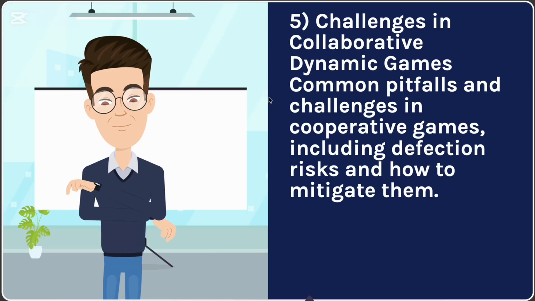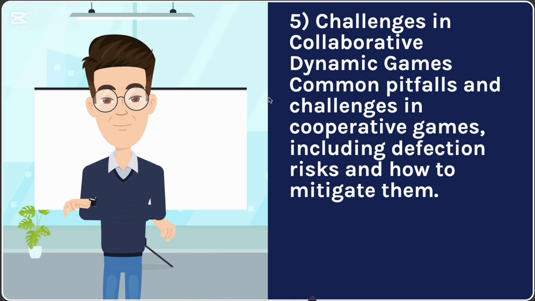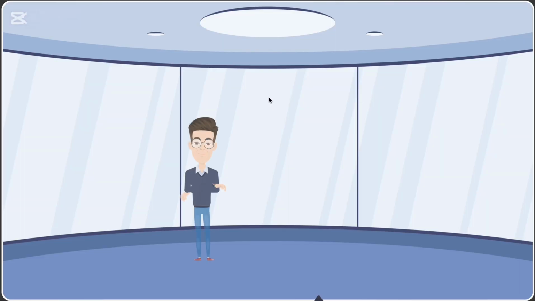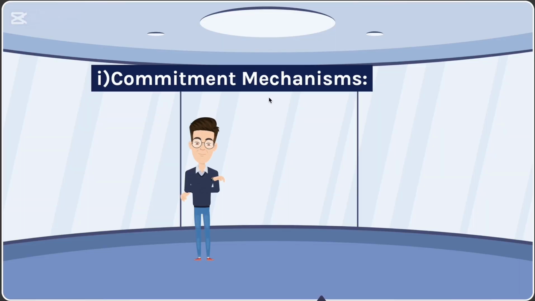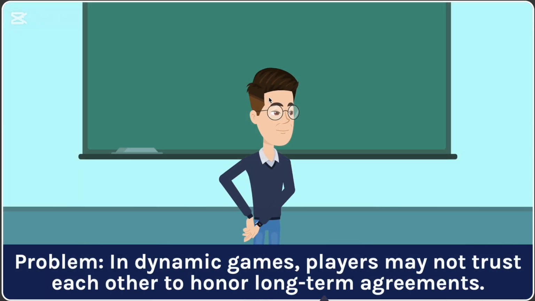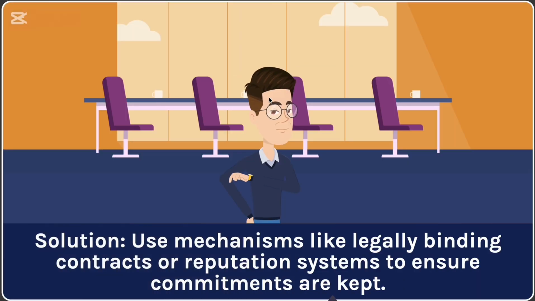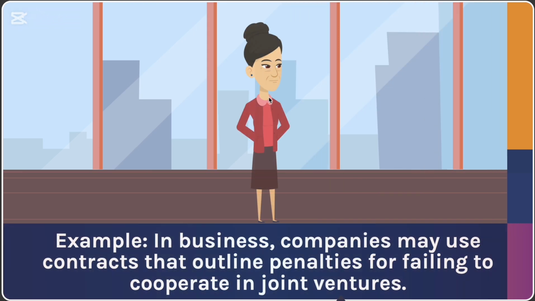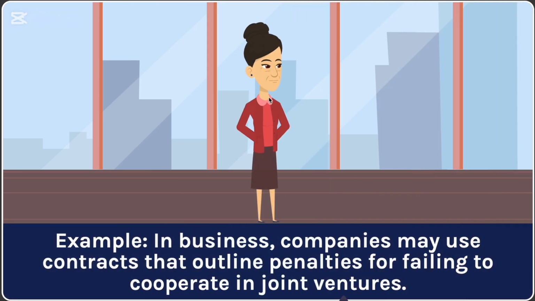Challenges in collaborative dynamic games. Common pitfalls and challenges in cooperative games, including defection risk, and how to mitigate them. Commitment mechanisms. Problem: in dynamic games, players may not trust each other to honor long-term agreements. Solution: use mechanisms like legally binding contracts or reputation systems to ensure commitments are kept. Example: in business, companies may use contracts that outline penalties for failing to cooperate in joint ventures.